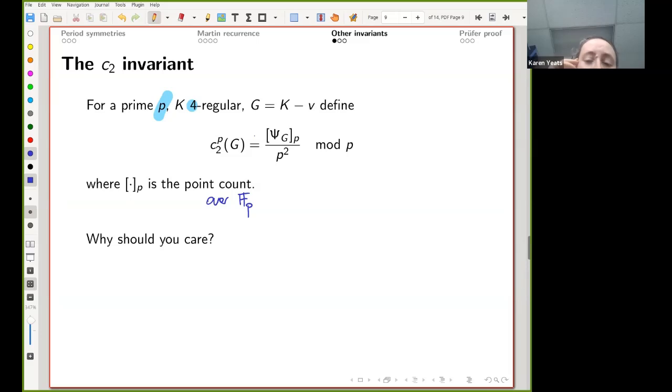And so we want to divide it by P squared and take it mod P. And now that is your C2 invariant. I'm going to highlight it correctly instead of incorrectly, because that's really important. Okay, but so I said it was important, but why is it important?